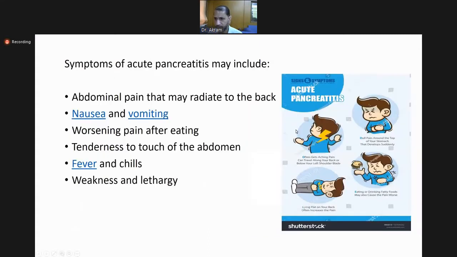The clinical feature: the patient is lying comfortably, having a pain in the epigastrium. Again, I repeat, because these are things which look simple, but they are easy to forget. It starts at the epigastrium, radiates toward the back, relieved by leaning forward, worse by taking a meal.